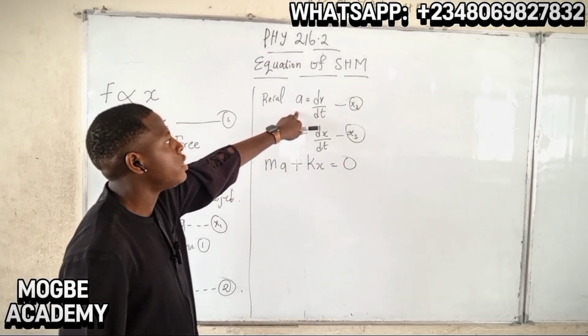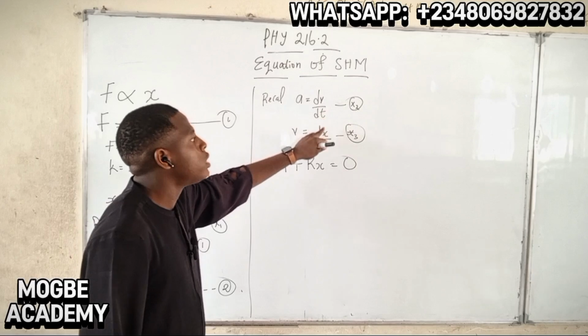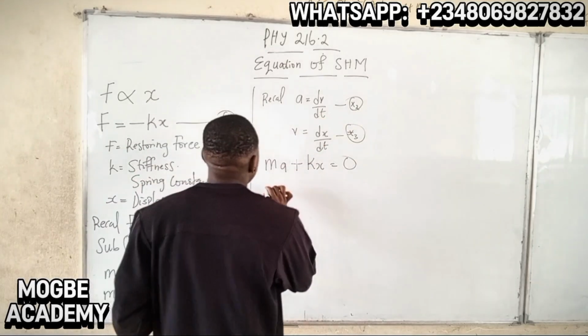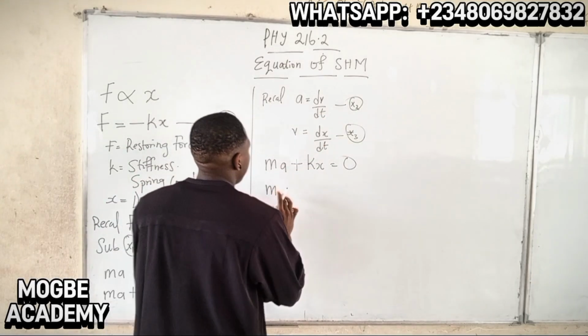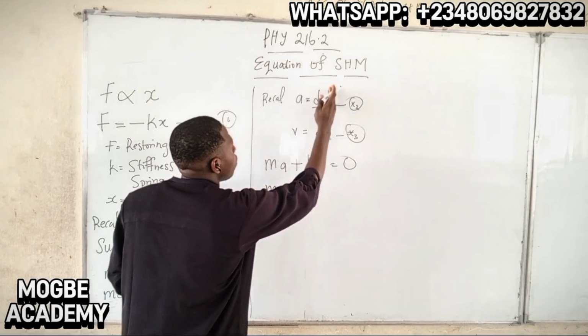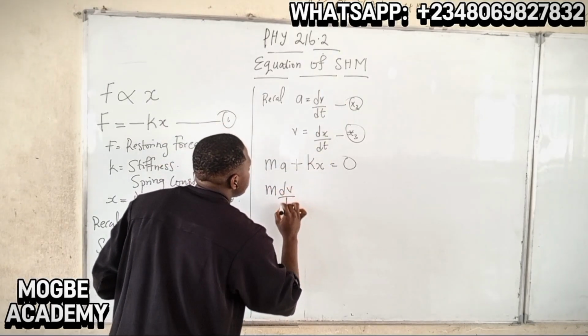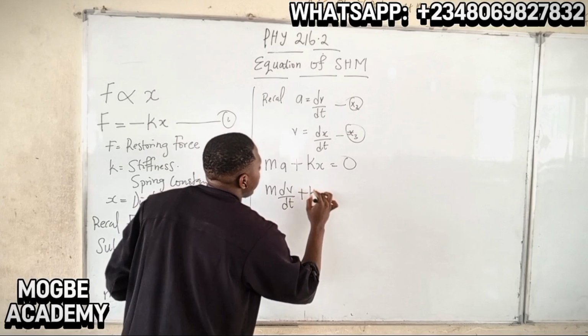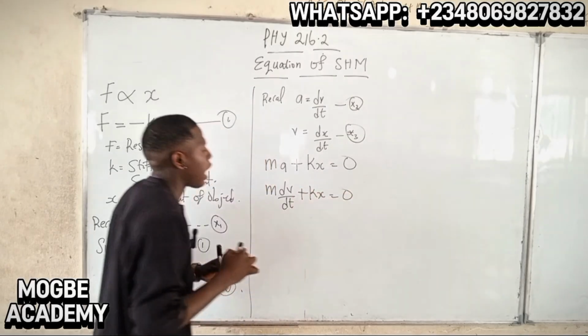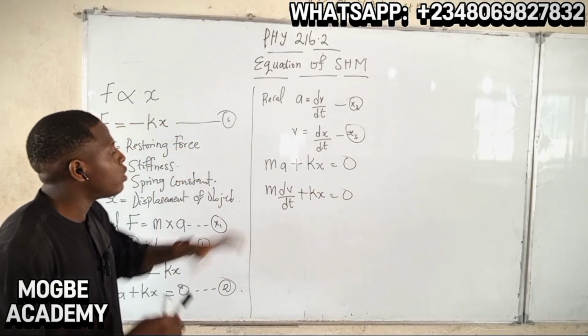And what do we say acceleration is? Change in velocity over change in time. So basically this is MA, this is M. We are replacing acceleration with dV over dt, plus Kx equals to 0. Are we done? No. We are not done.